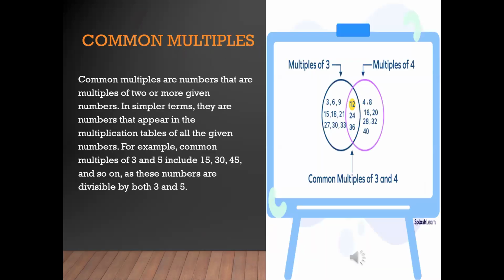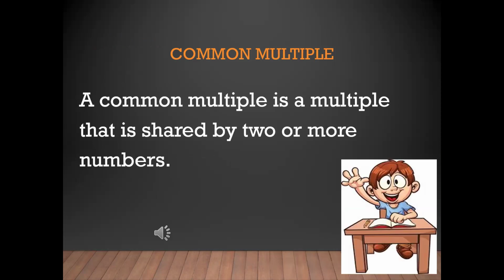What are common multiples? Common multiples are numbers that are multiples of two or more given numbers. In simpler terms, they are the numbers that appear in the multiplication tables of all the given numbers. For example, common multiples of 3 and 5 include 15, 30, 45, and so on, as these numbers are divisible by both 3 and 5. So we can conclude a common multiple is a multiple that is shared by two or more numbers.